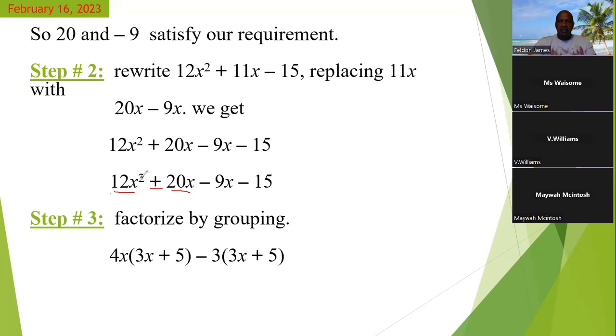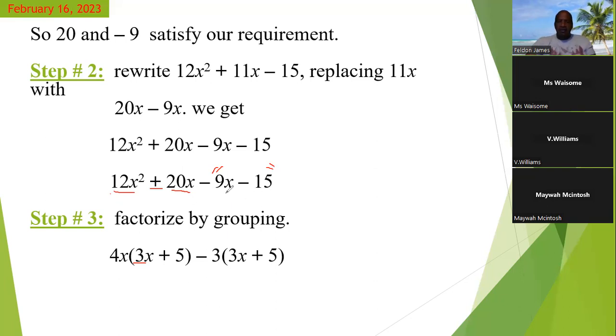So we say 12x squared divided by 4x. That would simply give us 3x. And now we say 20x divided by 4x. 4 into 20 goes 5 times, the x cancels, giving us just 5. Now if we look at the next pair, we see that the common factor here, the highest number that can go into 9 and 15.